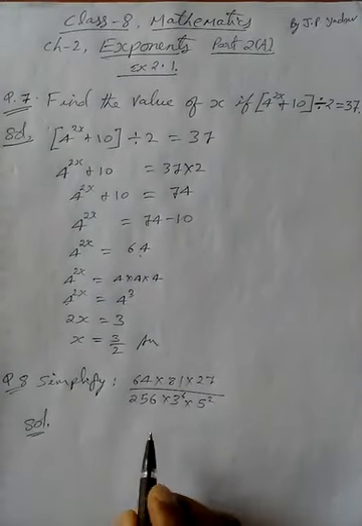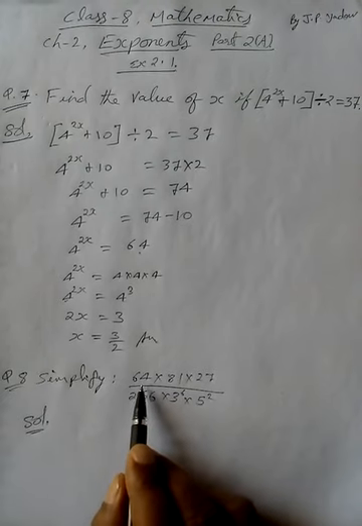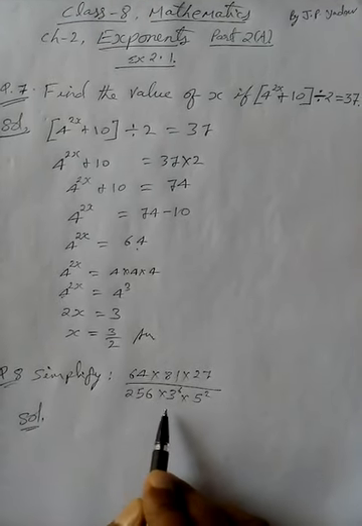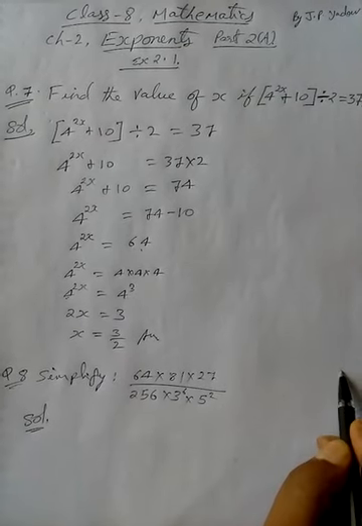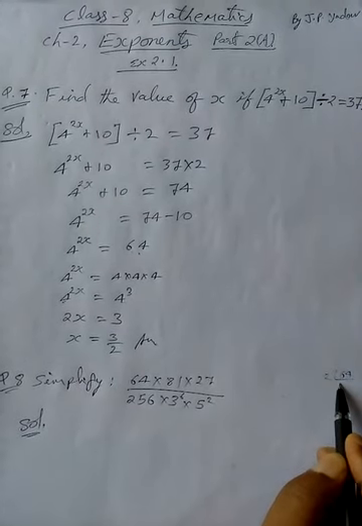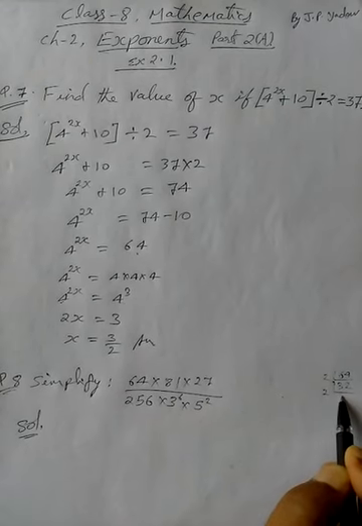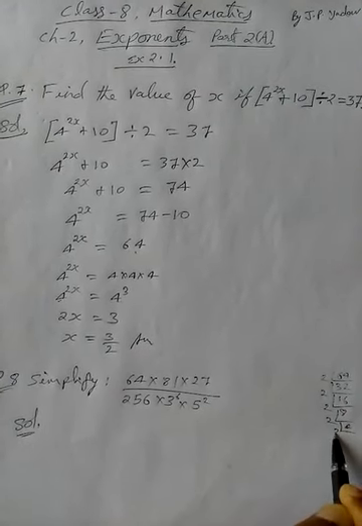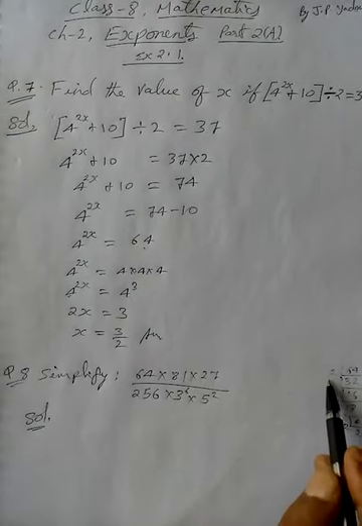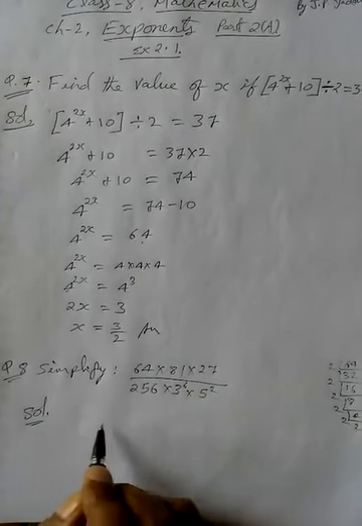Solution: we will turn each of the numbers into exponential form. So first we will do this. 64 divided by 2 is 32, 16, 8, 4, 2. So we can see that 2 raised to 6 will be here.